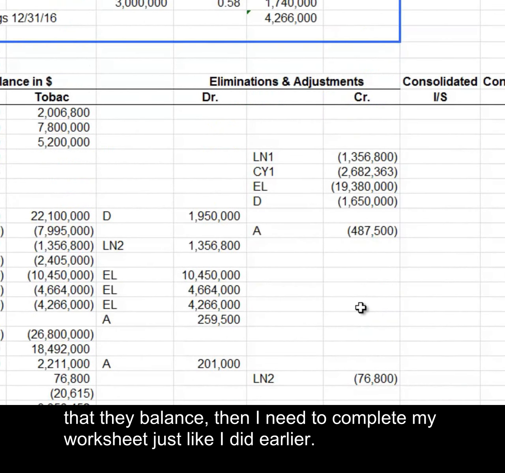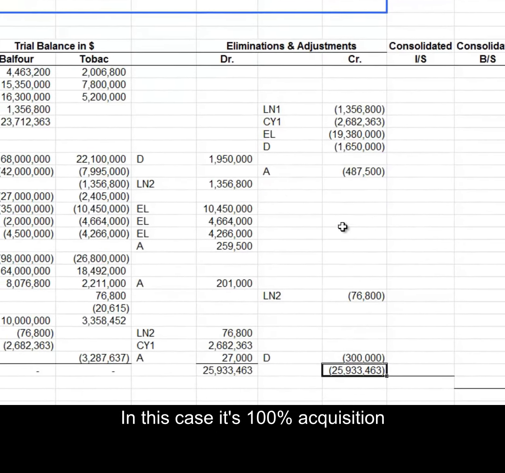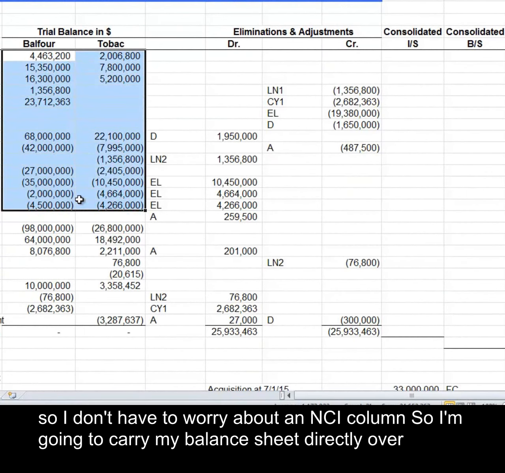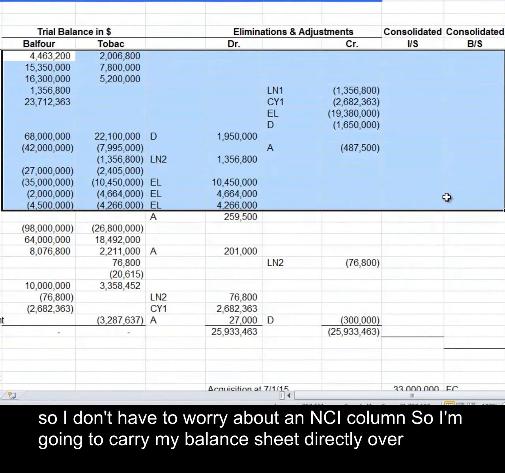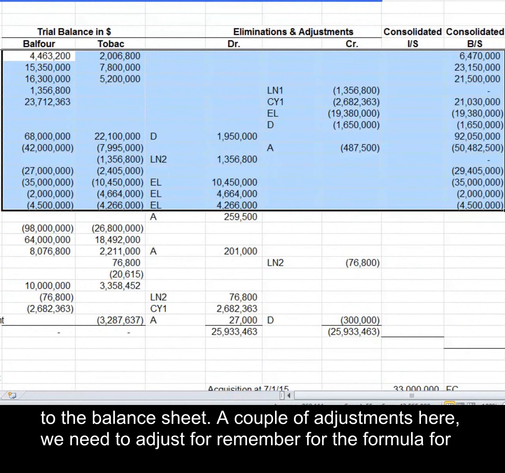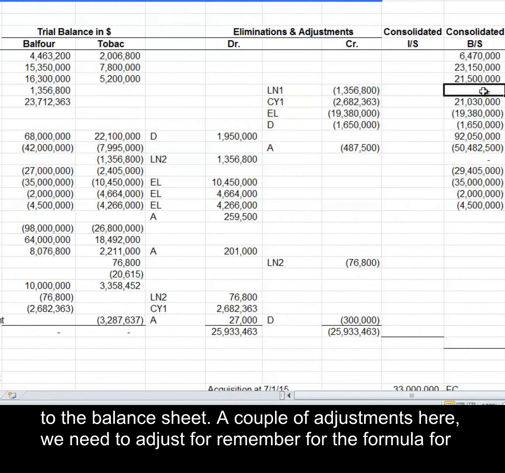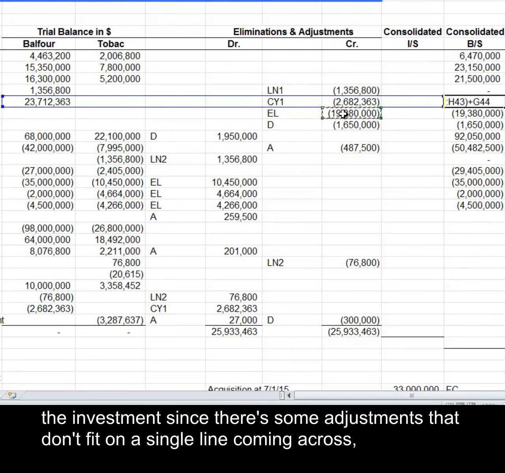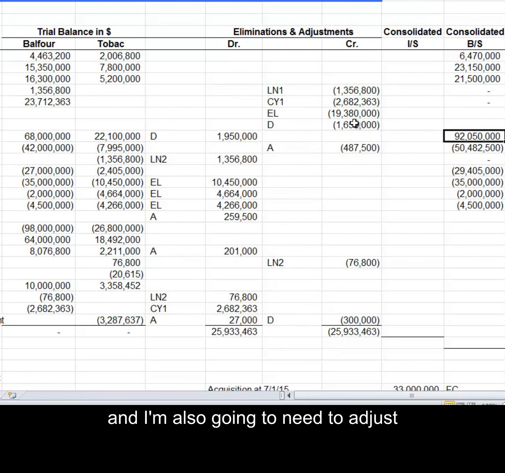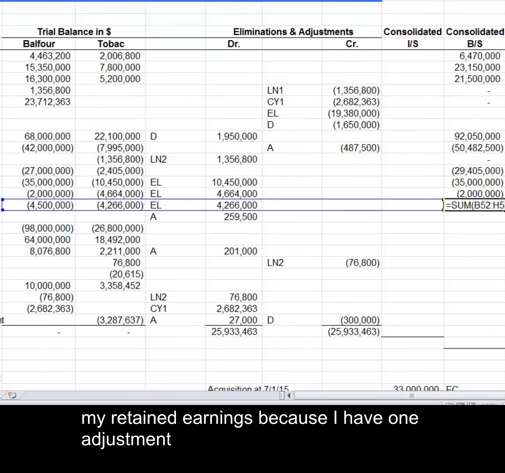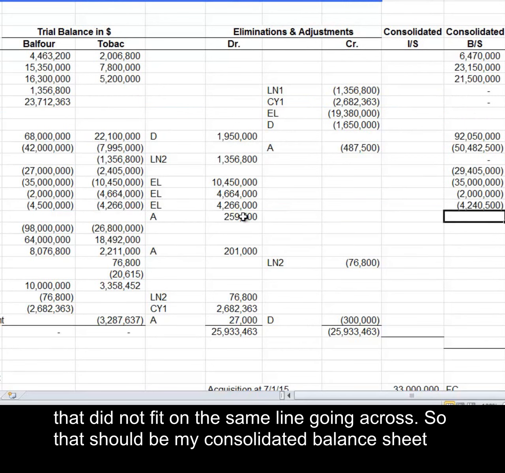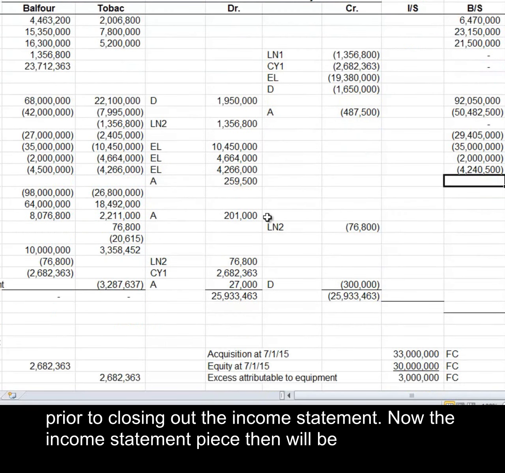Then I need to complete my worksheet just like I did earlier. In this case, it's 100% acquisition, so I don't have to worry about an NCI column. So I'm going to carry my balance sheet directly over to the balance sheet. Couple of adjustments here. We need to adjust for, remember, the formula for the investment, since there's some adjustments that don't all fit on a single line coming across. And I'm also going to need to adjust my retained earnings because I have one adjustment that did not fit on the same line going across. So that should be my consolidated balance sheet prior to closing out the income statement.